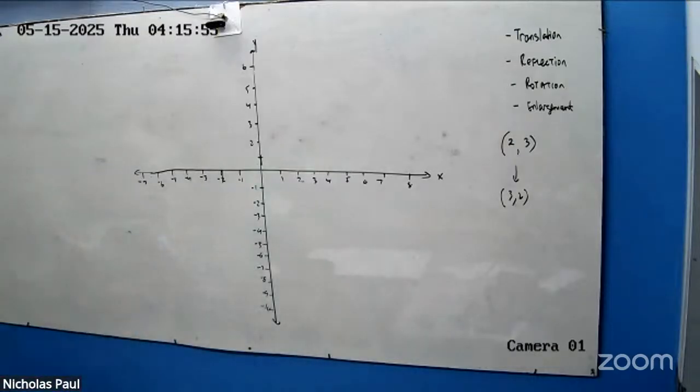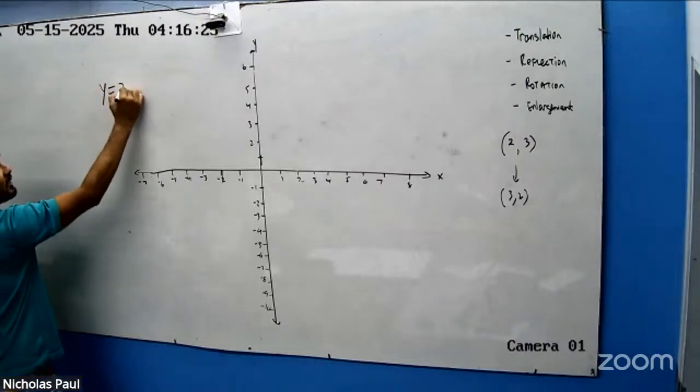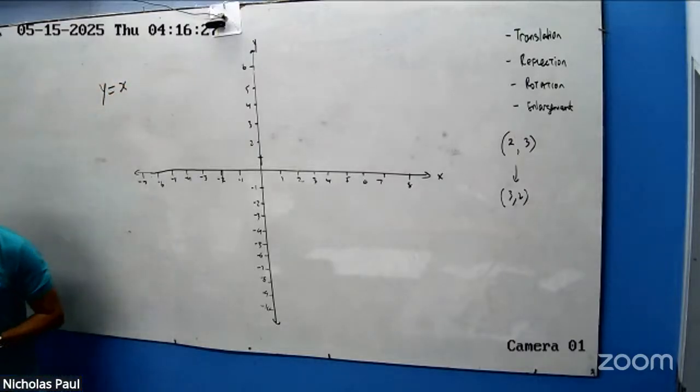Here's the problem. How do we draw the line y equals x? Just switch the x and y. So instead of 2, 3, it now becomes 3, 2. But the question is, how do we draw the line? Listen to the line. The line is y is equal to x. How do we draw that line?